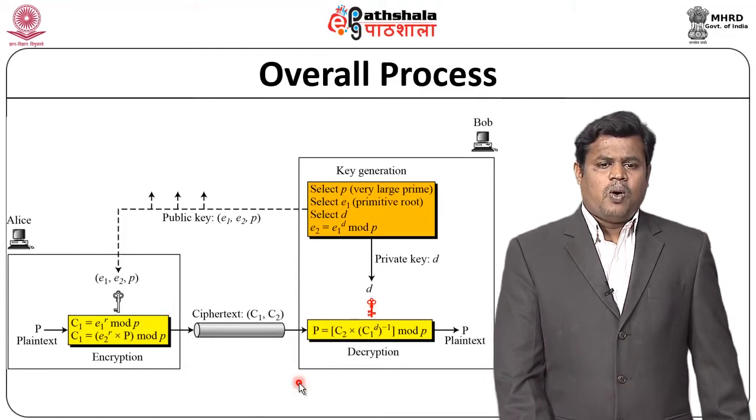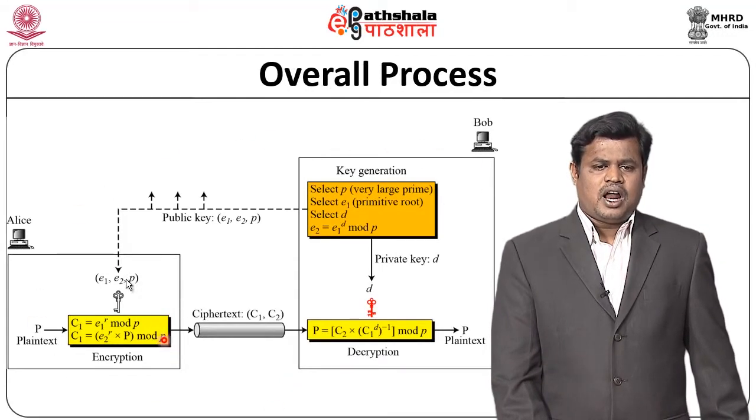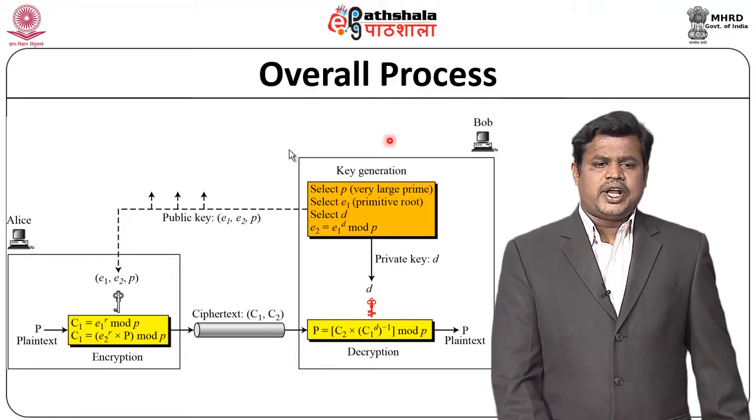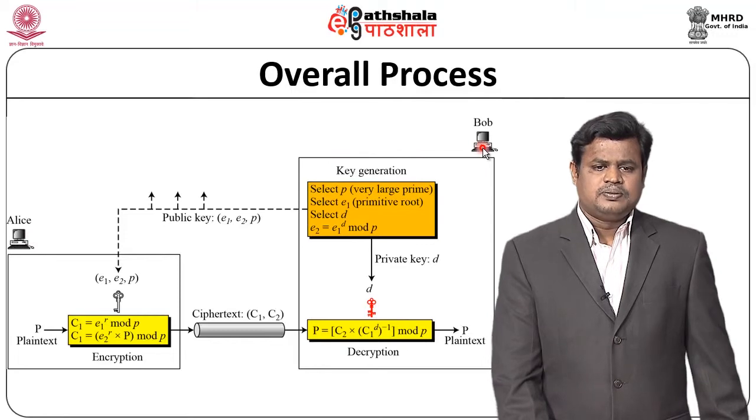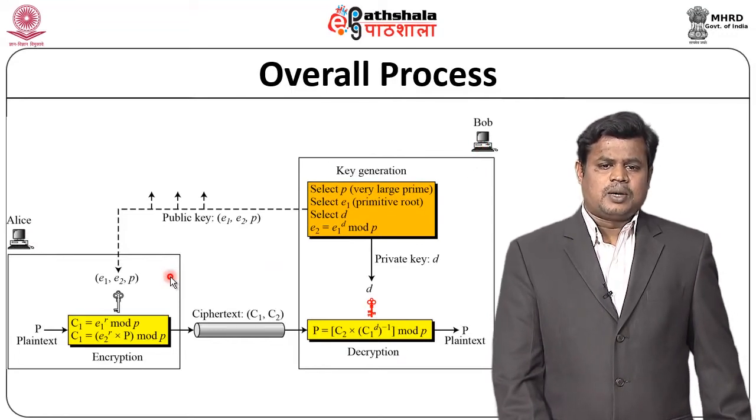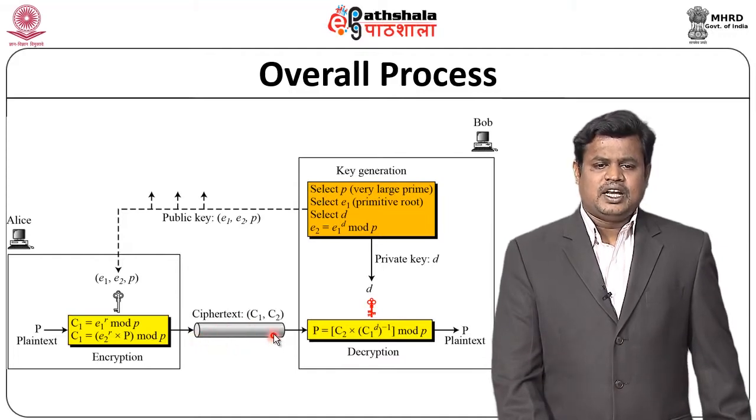Now we are looking into the overall process of this particular algorithm. Suppose there are 2 users, Alice and Bob, who want to exchange some information, that is P, the plain text. Alice wants to send this message confidentially to Bob. So, how does the Elgamal crypto system do this process? Now we can see there is a channel between Alice and Bob, and this channel is tunneled, or covered, to protect the information from the attacker.